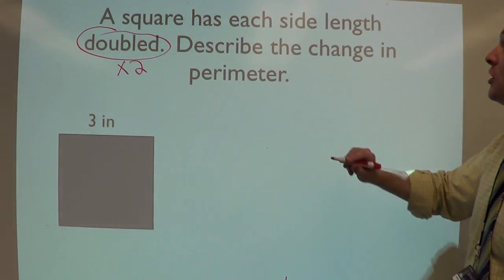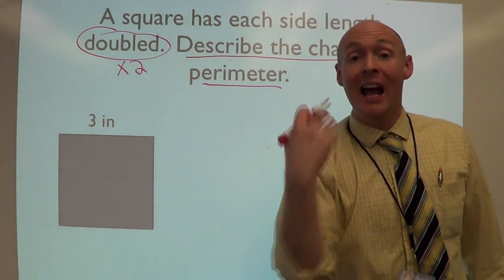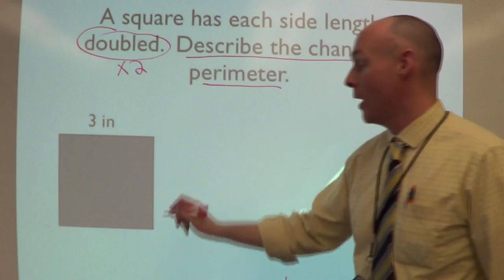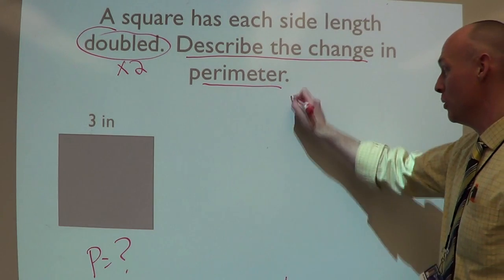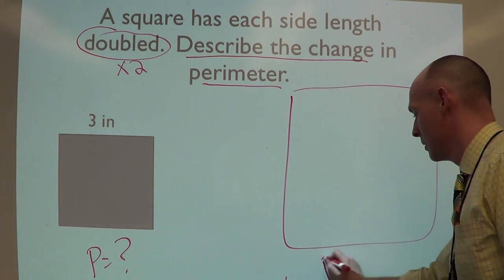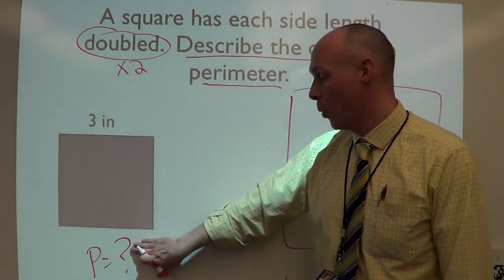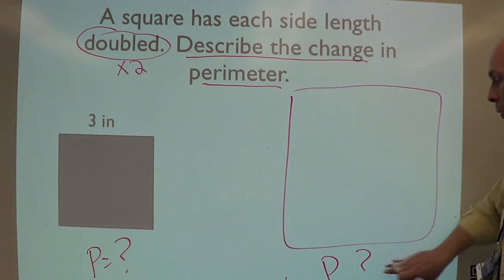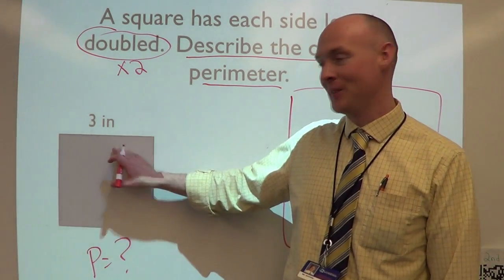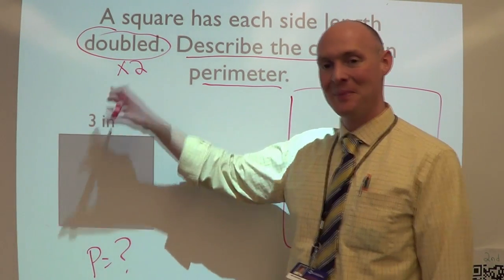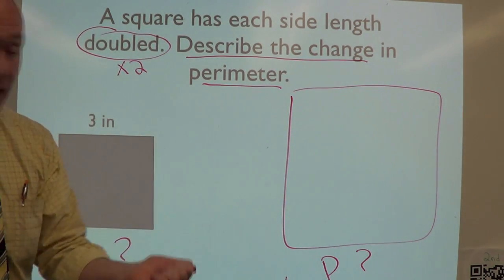Please describe the change in perimeter. I want to know what happened to the perimeter. What is this perimeter? And what would my new square's perimeter be? Okay? So that's what your goal is. Your goal is to figure out, what is this perimeter? What's my new perimeter? I'll give you a hint, it's a square, so all the sides are going to be the same. Okay. There's my help with that one. Give it a shot. We'll see you in class.